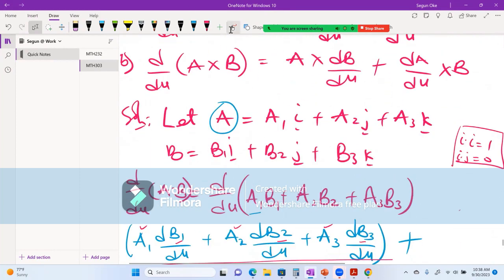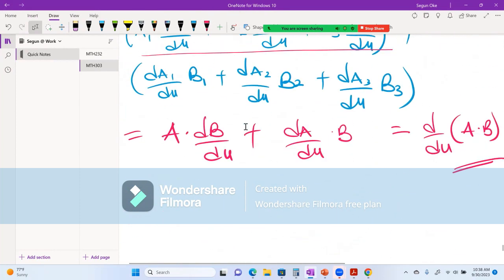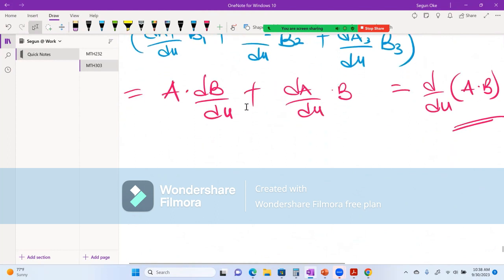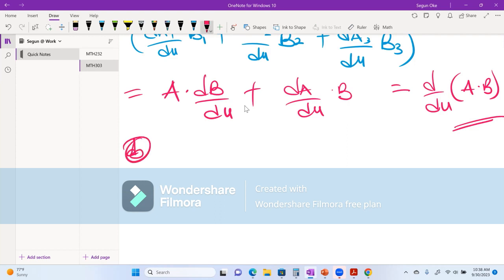So let's try as much as possible to lay our hands on different questions and solve them. For the second, any question? Okay, let's solve the second one that has a cross, because the cross is different. The question says d/du of A cross B. Don't forget, we know A1, A2, A3, they are the same, but cross means it is talking about matrix form.